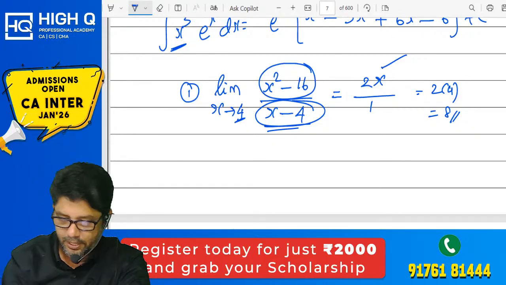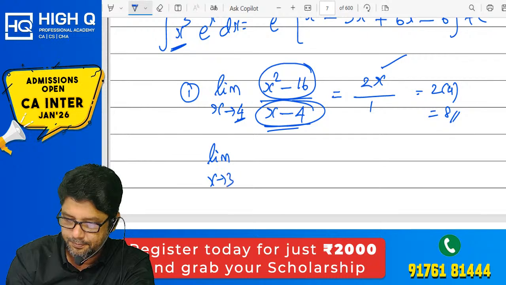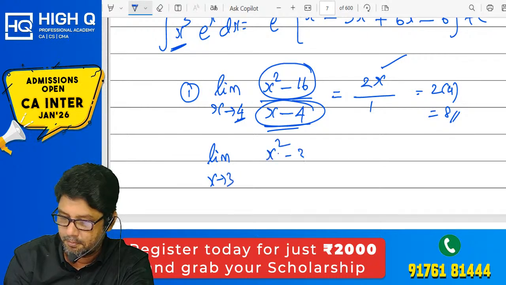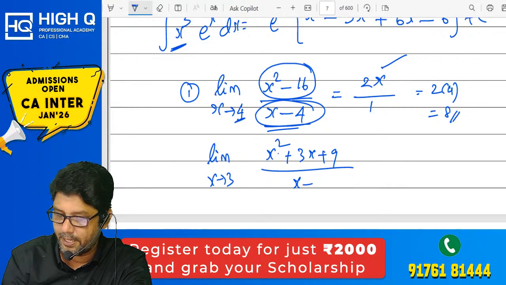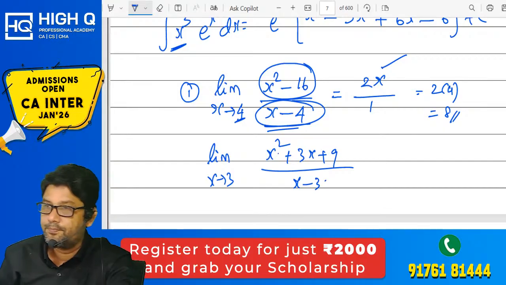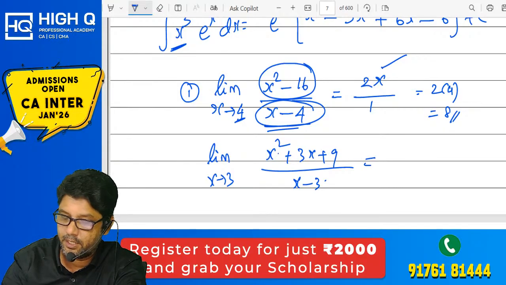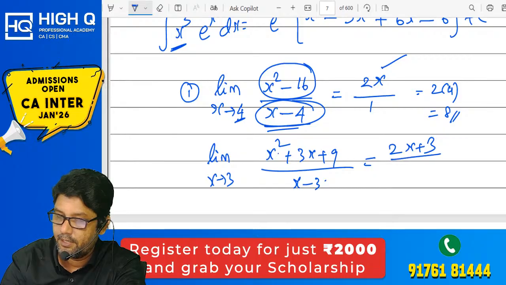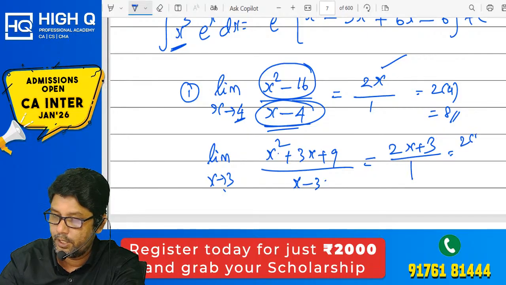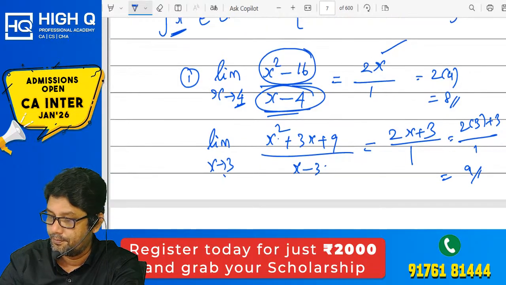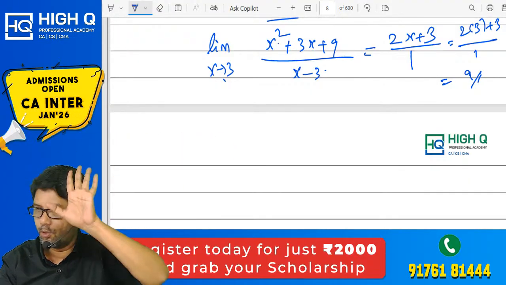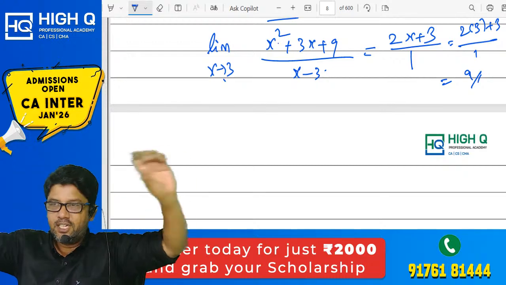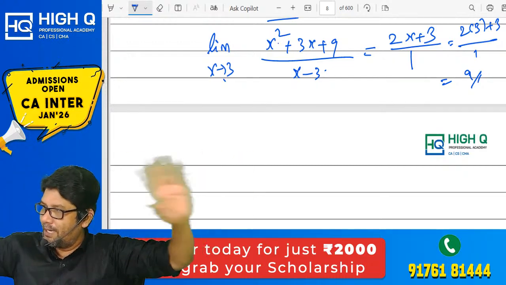For example, limit x tends to 3, (x square minus 3x plus 9) divided by (x minus 3). What will be the answer, my dear? Simply differentiate: 2x plus 3 divided by 1. Now substitute the limit: 2 into 3 plus 3 divided by 1, which is equal to 9. All polynomials, this way only you do. This is called L'Hopital rule. Whenever a limit comes, differentiate the numerator, differentiate the denominator separately and get the answer.